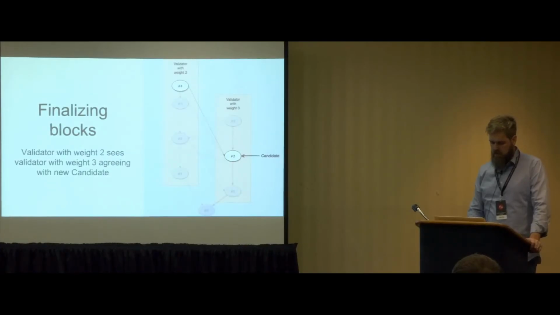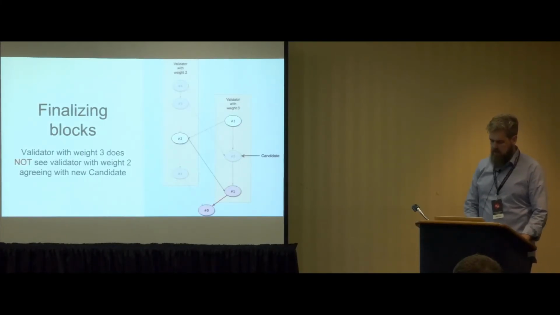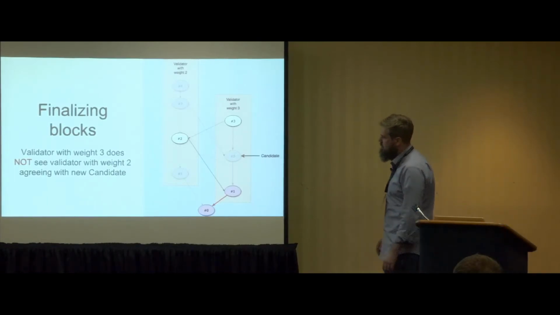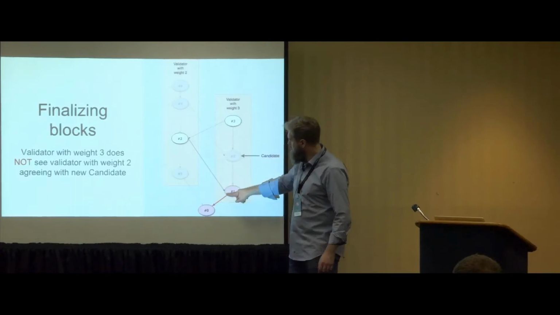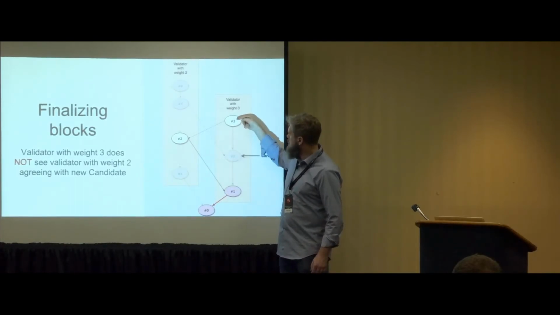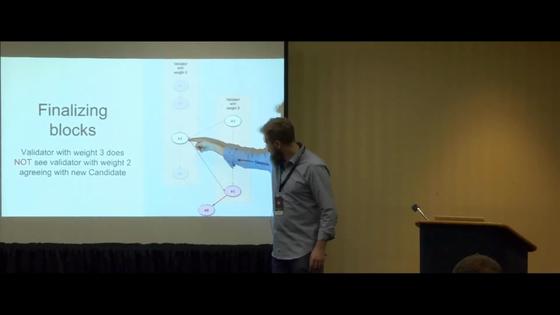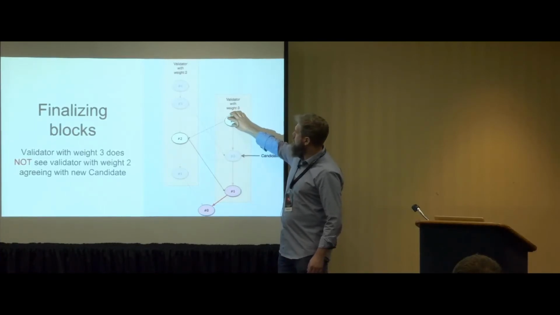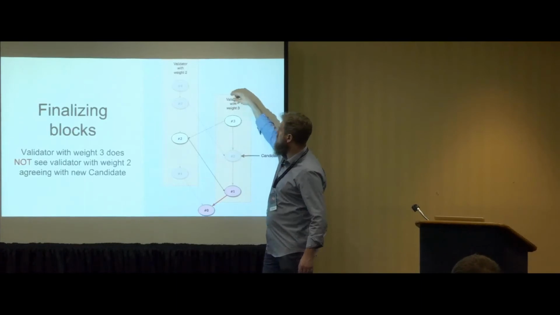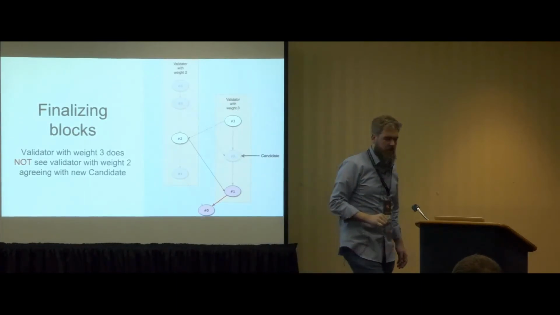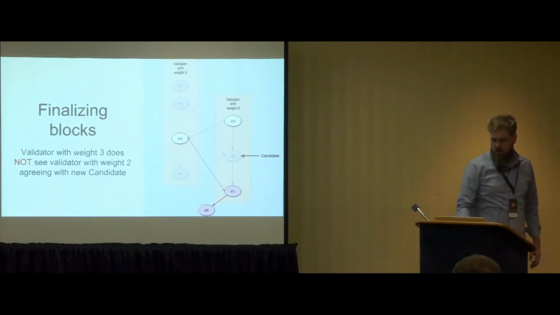Here, validator 2 sees validator 3 agreeing, but validator 3 doesn't see 2 agreeing yet with this one, because this has no justification that points to this. This one is justified by that, and 3 hasn't seen that 2 has accepted those messages yet, because there's no block here that includes those in its justification. So it can't consider 2 finalized.